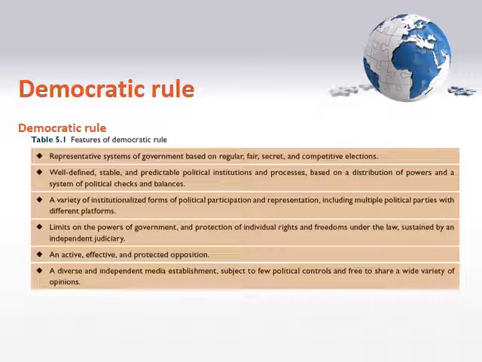There are limits on the power of government and protection of individual rights. We see this in the Bill of Rights in our Constitution. And this is sustained through an independent judiciary. And an independent judiciary has the power to check the elected branches of government. And in the case of the United States, declare the other actions of government as unconstitutional, as in violation of the rights and liberties that are protected in the United States Constitution.